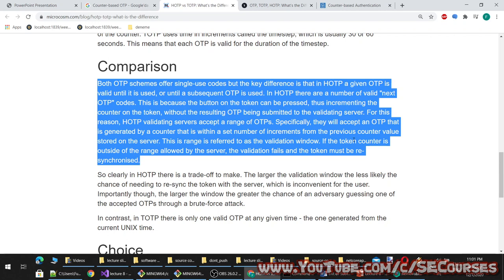For this reason, HOTP validating servers accept a range of OTPs. Specifically, they will accept an OTP that is generated by a counter that is within a set number of increments from the previous counter value stored on the server. This range is referred to as the validation window. If the token counter is outside of the range allowed by the server, the validation fails and the token must be resynchronized.